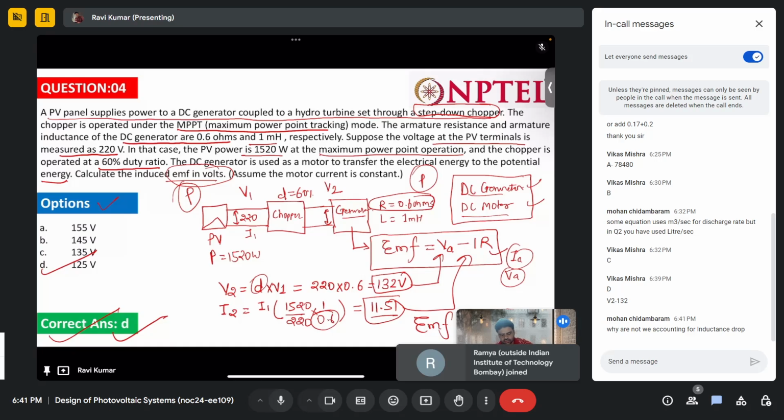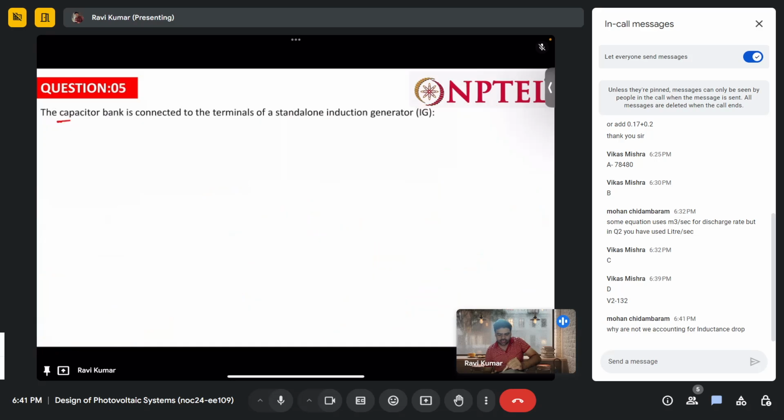Okay, let's move to the next question, which says the capacitor bank is connected to the terminals of a stand-alone induction generator. Induction generator means there is no permanent magnet. Then we know this as a, so it won't be much high. And also it is like we are saying for the DC thing, then the inductance will be 0 for our case.